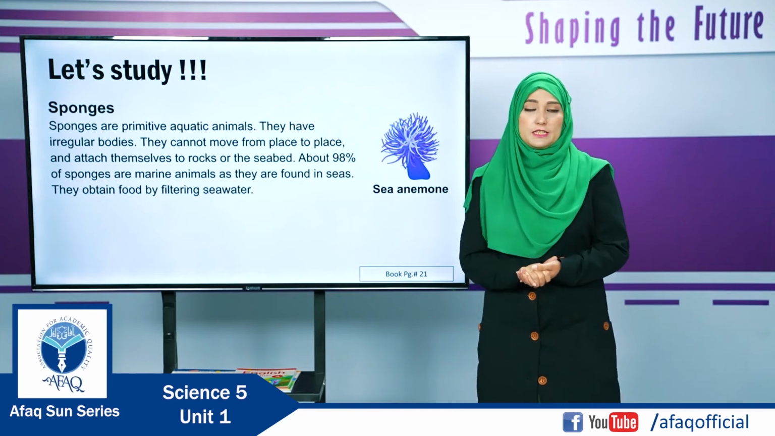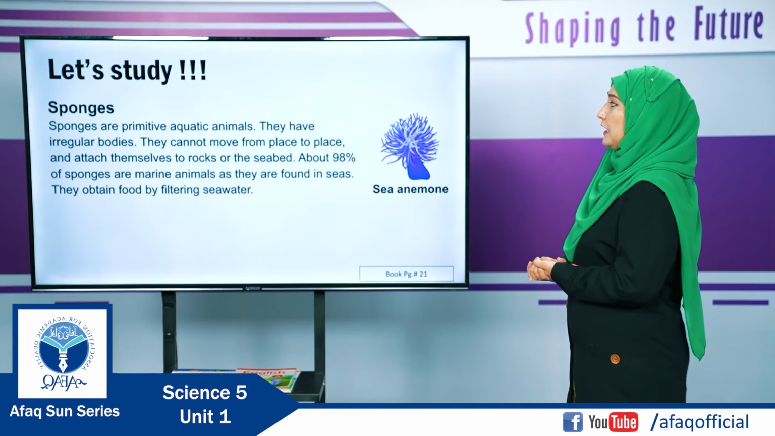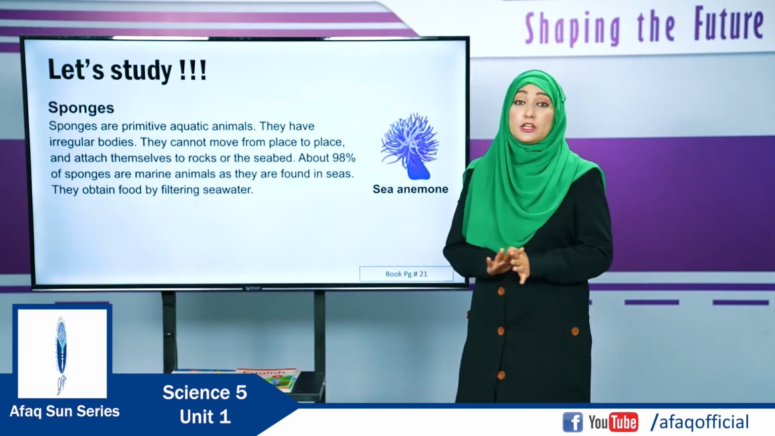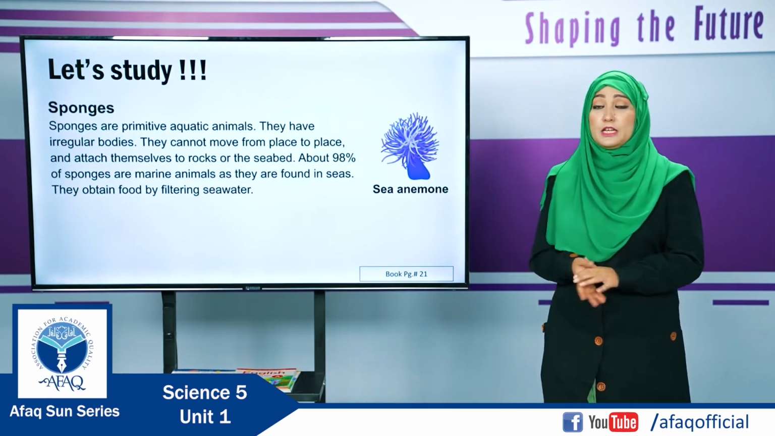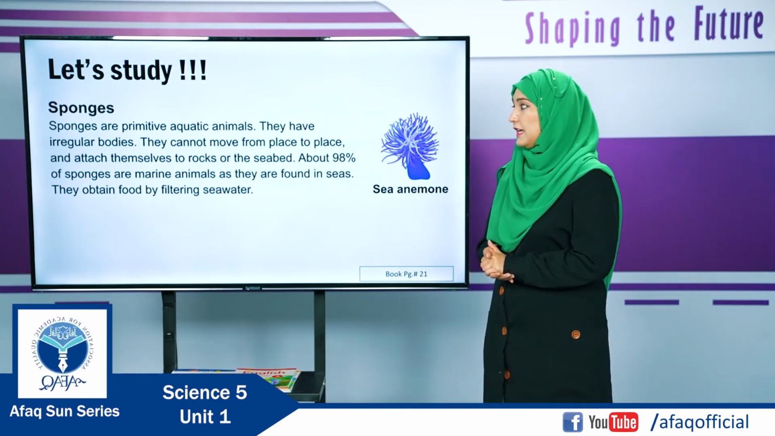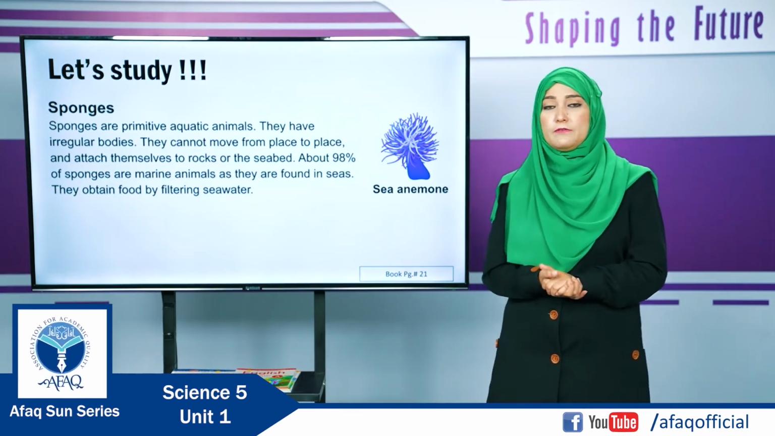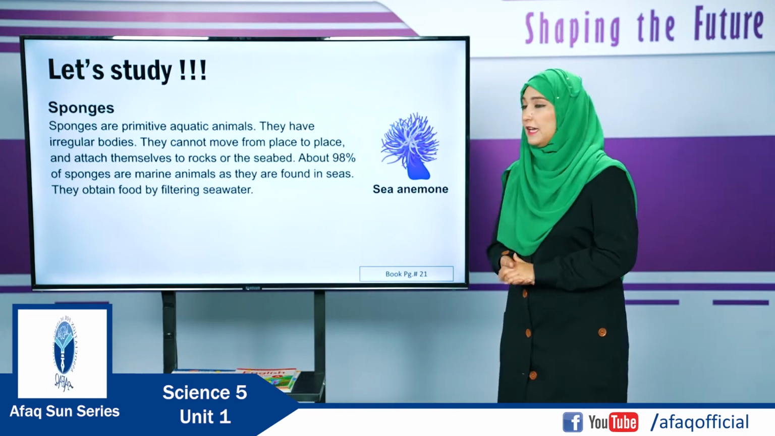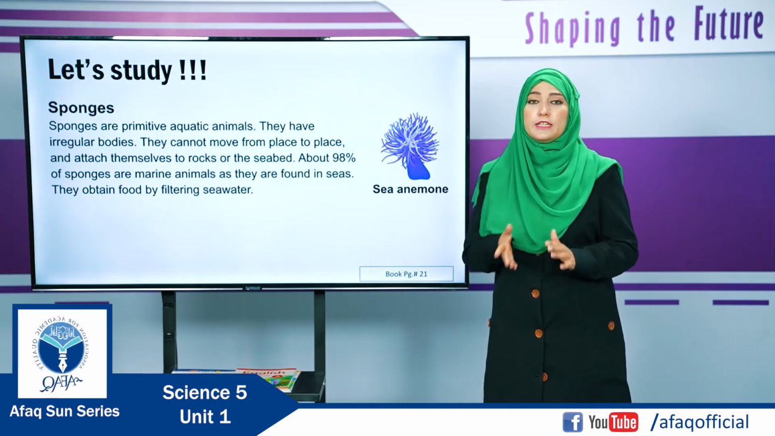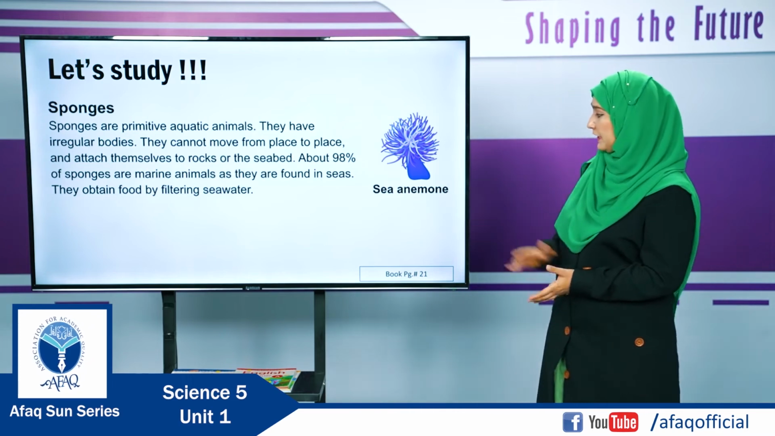The next group of invertebrates is sponges. What are sponges? Sponges are aquatic animals. They have irregular bodies and they cannot move from one place to another. So they are attached to the bottom of seabeds or rocks. About 98% of sponges are marine. They live in oceans and they obtain food by filtering seawater. You can see a sea anemone, which is a sponge here.